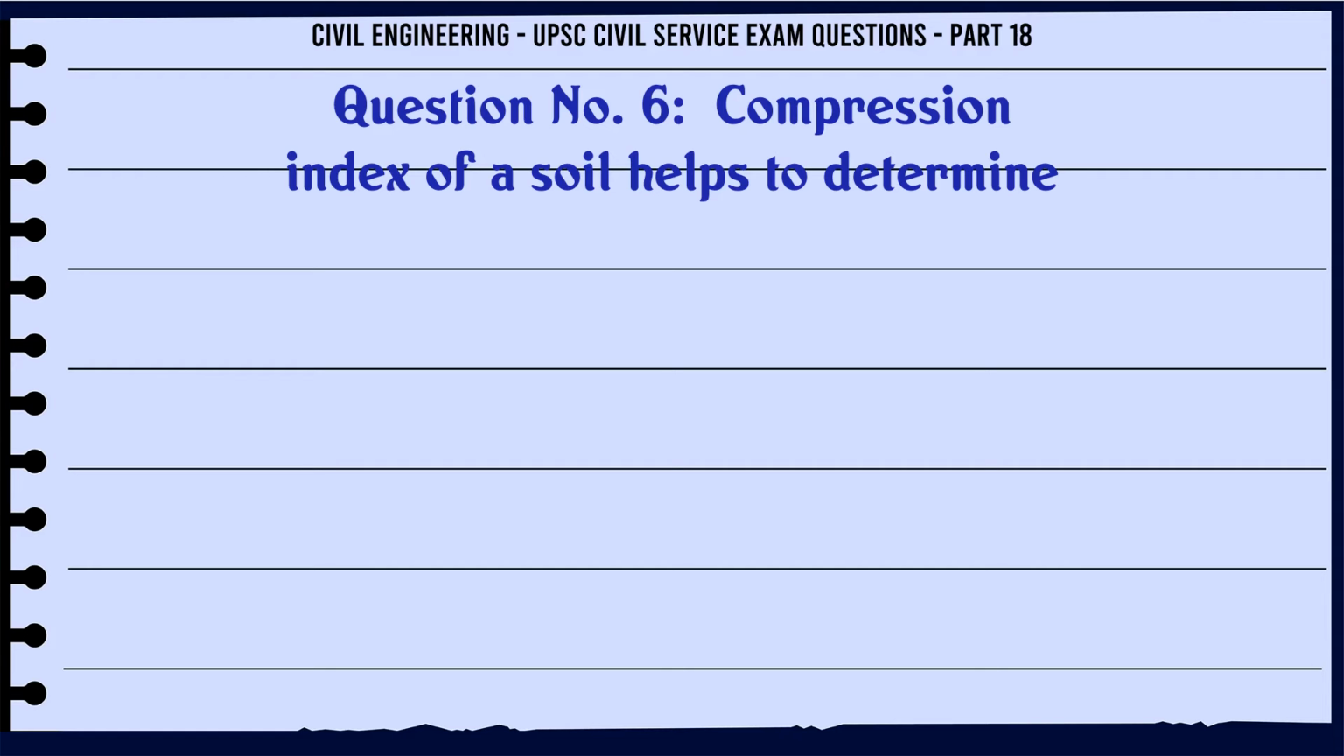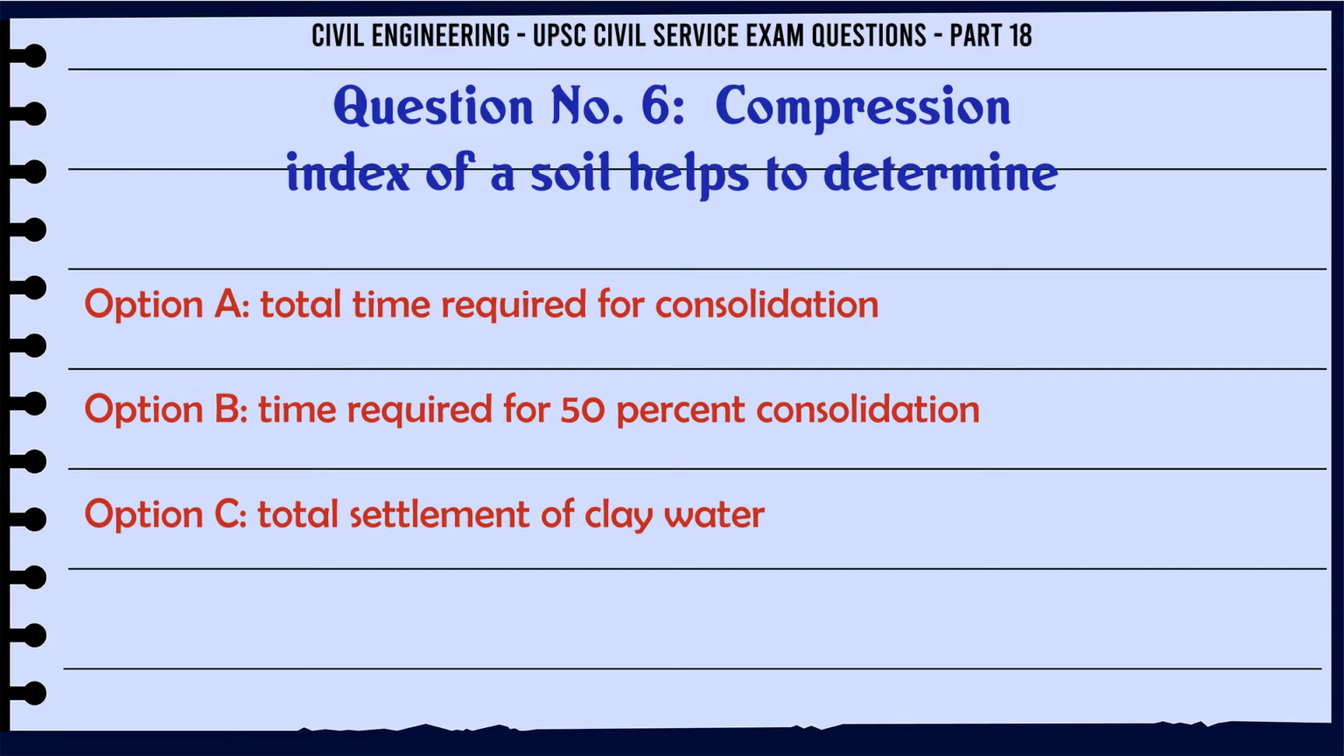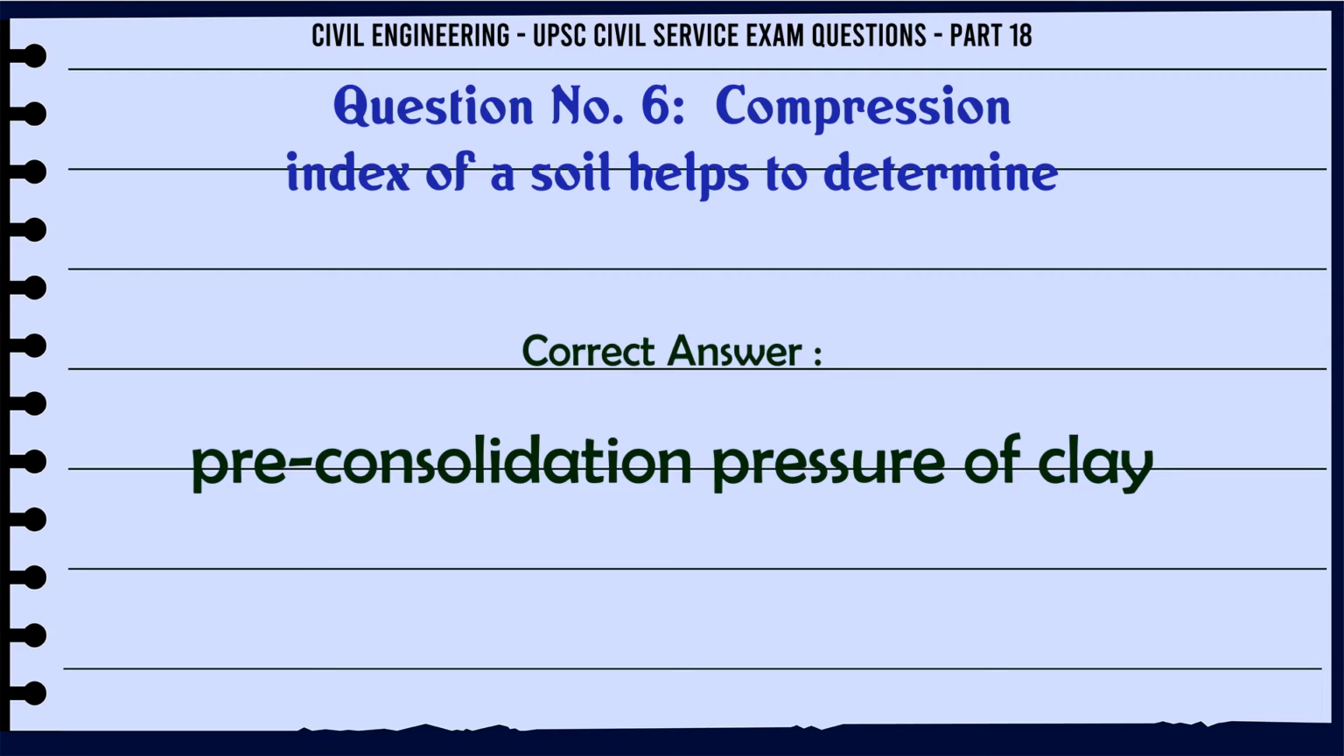Compression index of a soil helps to determine: A. Total time required for consolidation, B. Time required for 50% consolidation, C. Total settlement of clay layer, D. Pre-consolidation pressure of clay. The correct answer is pre-consolidation pressure of clay.